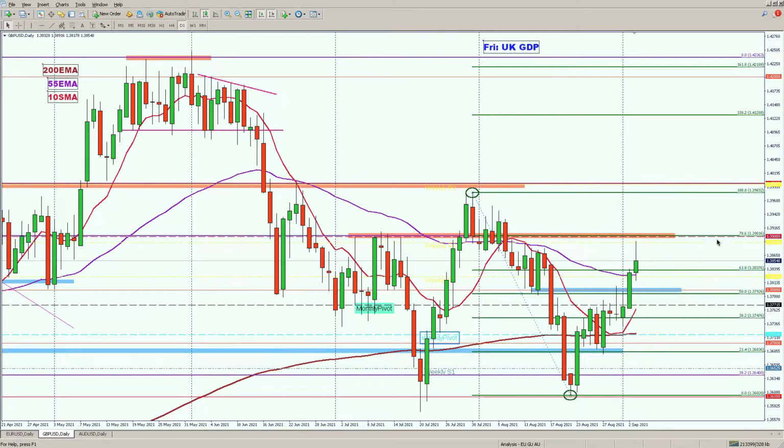So I need to put back the labels for the round figures here, 139, 138. It's getting crammed around this zone here.